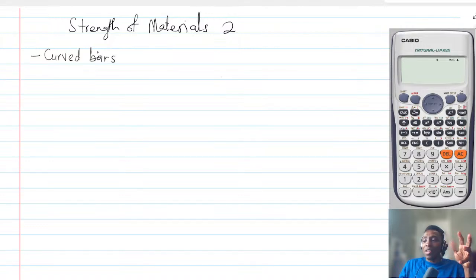Already, I have done some videos on curved bars, but I will just try to simplify whatever it's about curved bars, and then I'll do bending. So bending and torsion under plastic conditions, and then I will try and look at thin shells or thin walled vessels.